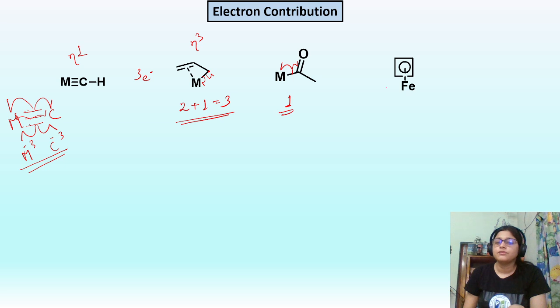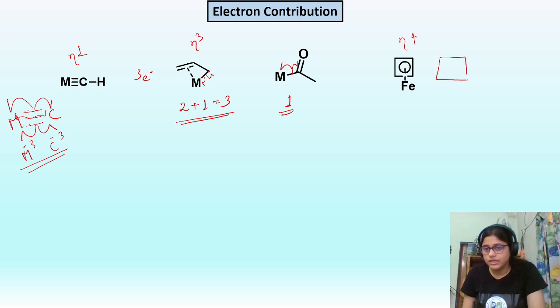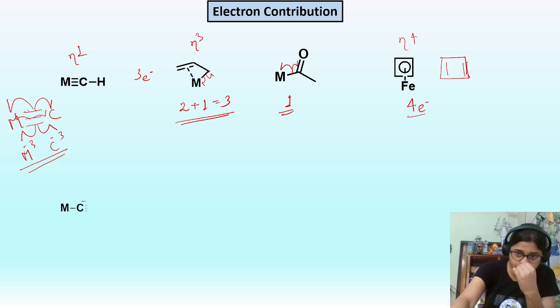Here the whole pi system is attached to the metal. All are donating towards the metal. 4 carbon atoms, so eta 4 will be there here; forget about this. But here 2 pi bonds are present, right? This one is the actual ligand. So 2 pi bonds means 4. The contribution in electrons is 4.